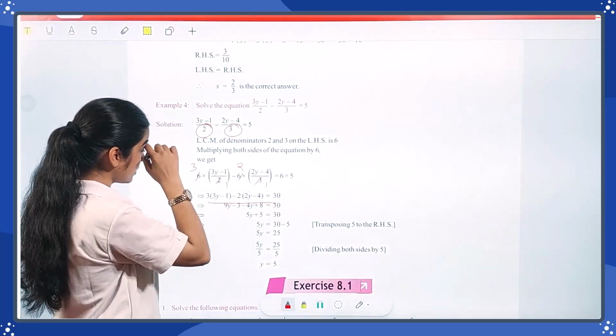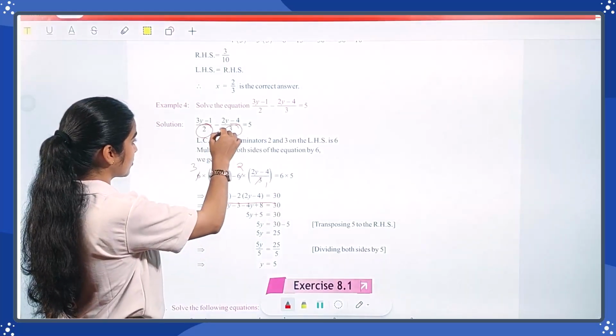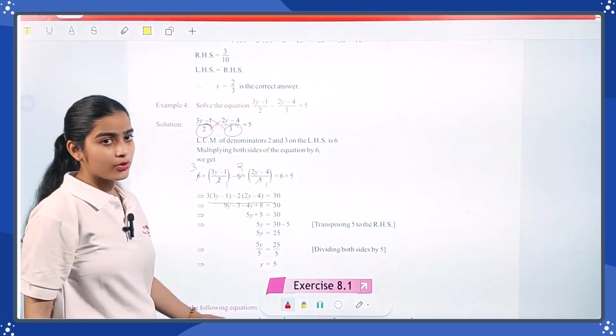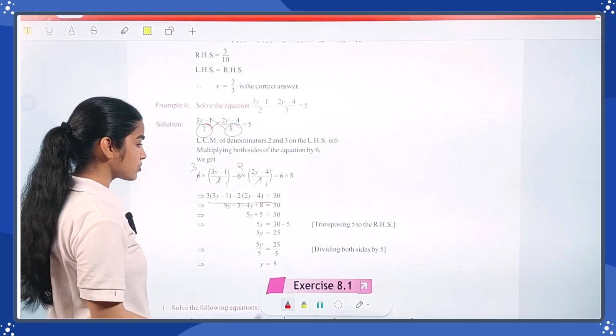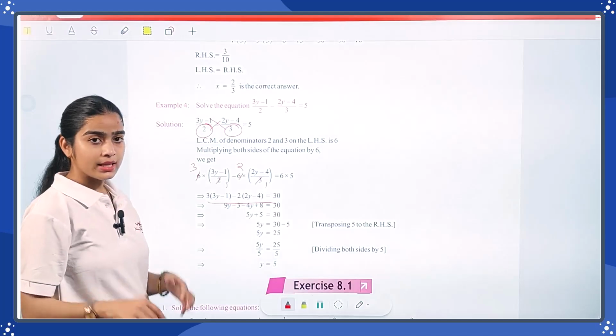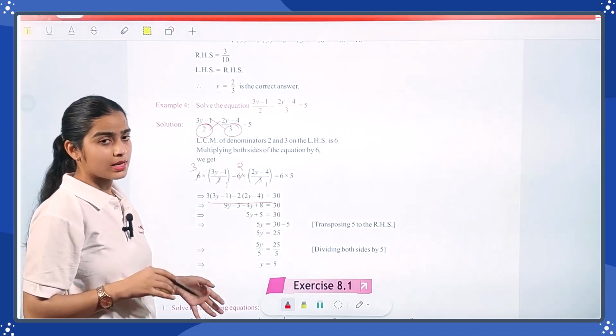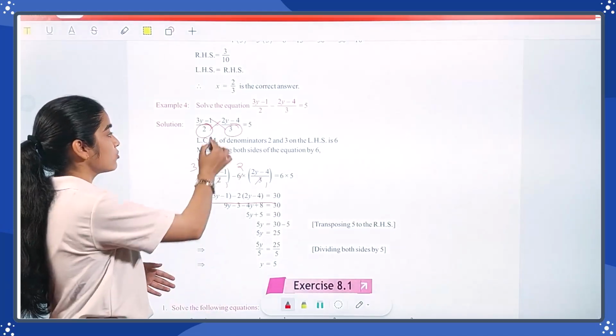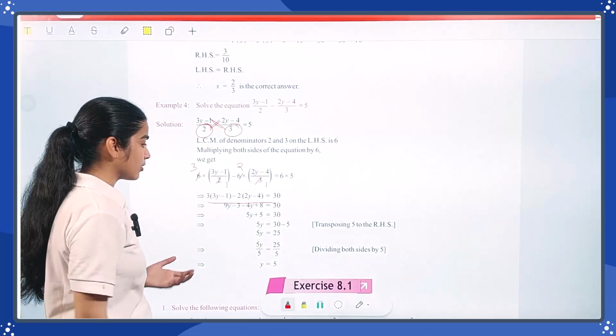Now you have to solve this. If you multiply like this, cross multiply, then also you get the same answers. Okay, fine, that's totally up to you. If you want to take the LCM and cancel out, you can do that. If you want to just cross multiply, you can choose that also.